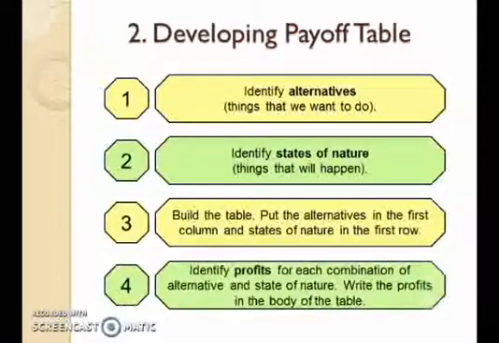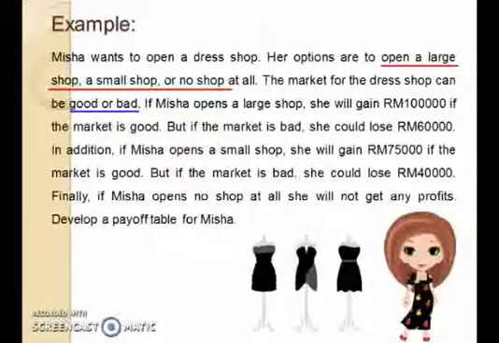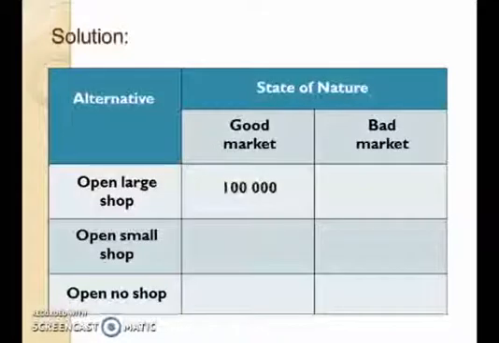After we have built the table, we need to identify profits for each combination of alternative and state of nature and write the profits in the body of the table. It says that if Misha opens a large shop and the market is good, she will gain 100,000 ringgit. But if the market is bad, she could lose 60,000 ringgit. So write 100,000 here and negative 60,000 here.